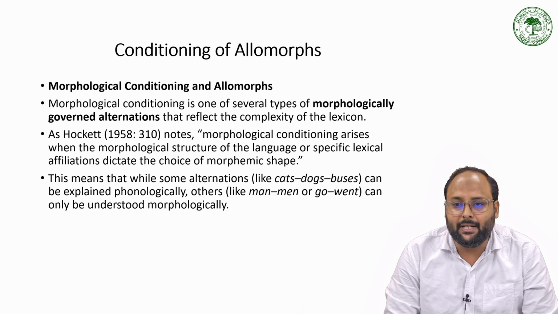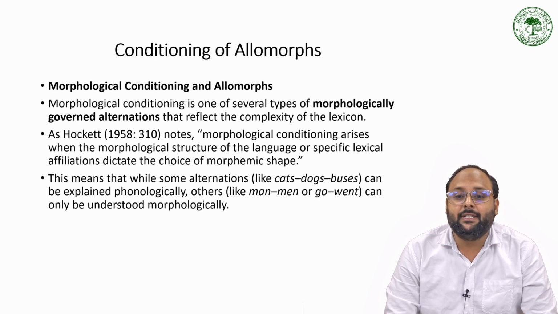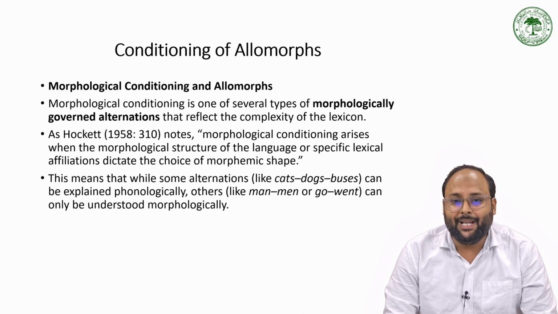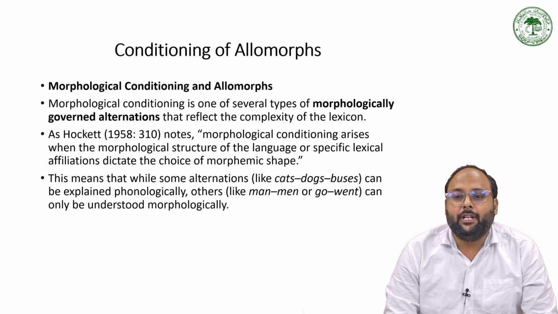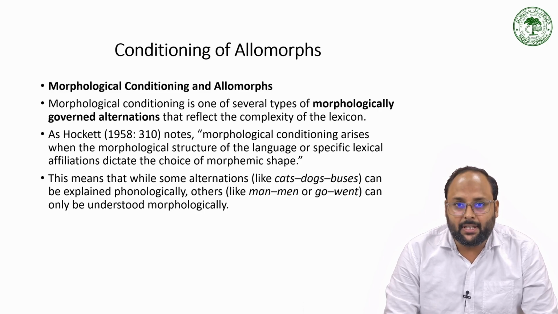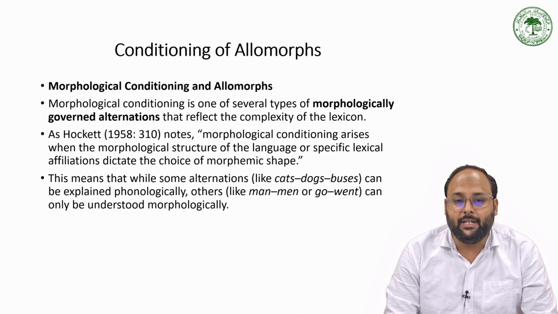So morphological conditioning arises when the morphological structure of language or a specific lexical alteration dictate the choice of morphemic shape. So that means any morphological structure or any grammatical alteration or any lexical affiliation that dictates the choice of particular morphemic shape. So that is why we call it the morphological condition.